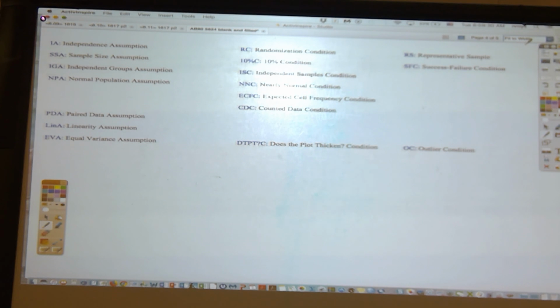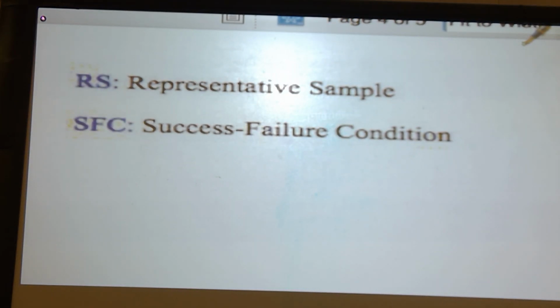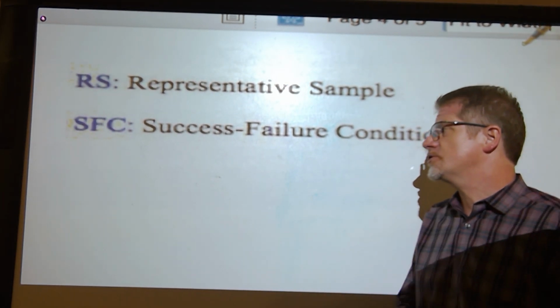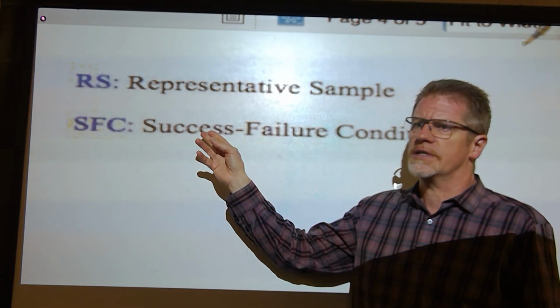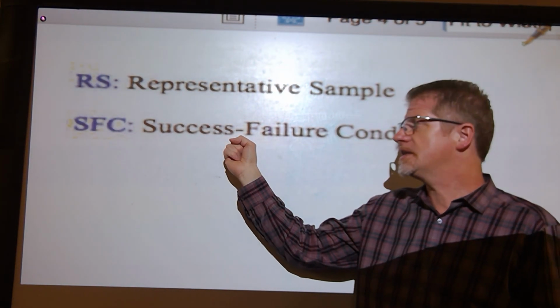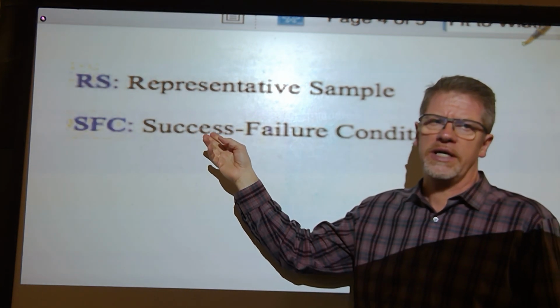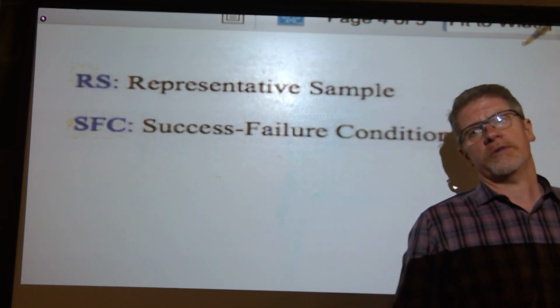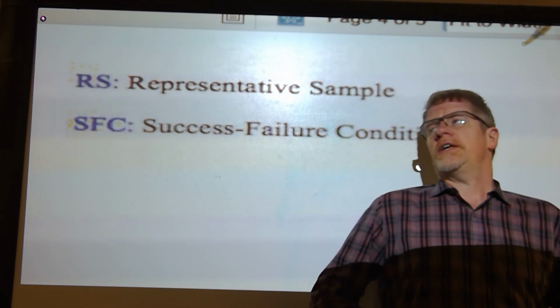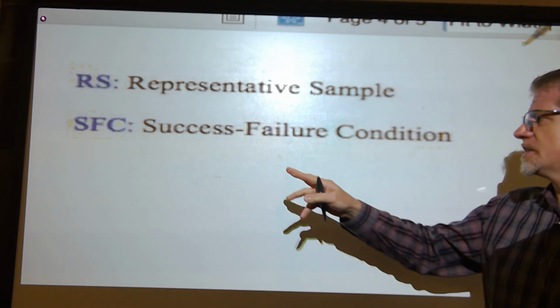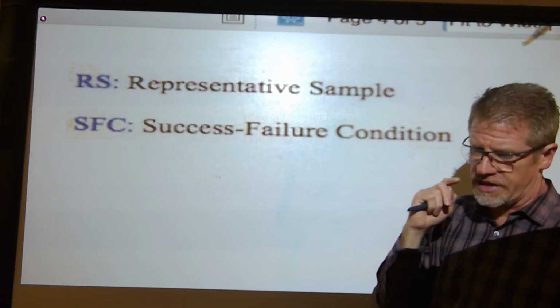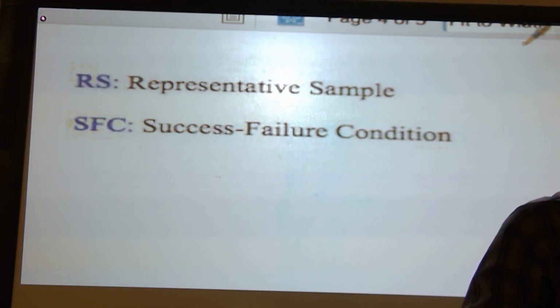Some familiar acronyms in the upper right-hand corner. We have been using RS as the acronym for representative sample and SFC for the success-failure condition. You remember the success-failure condition. We saw it first in chapter 18, where we said that np had to be greater than 10. That's the success condition. And nq has to be greater than 10 is the failure condition. The expected number of successes is np. The expected number of failures is nq.